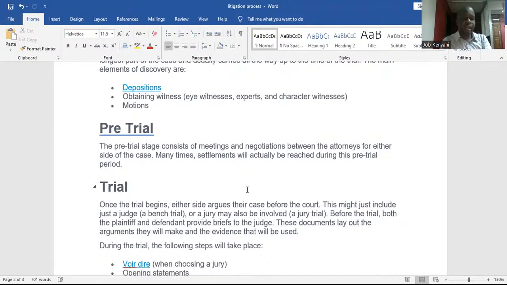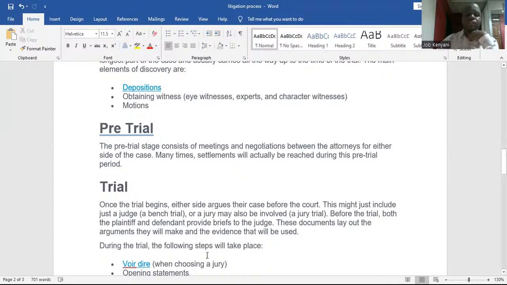Then you have the real trial. Once the trial begins, either side argues their case before the court. This might include just the judge, in a bench trial, or a jury may also be involved, in a jury trial. A jury is a group that makes a determination before a court of law. Before the trial, both the plaintiff and the defendant provide briefs to the judge. These documents lay out the arguments they will make and the evidence that will likely be used.